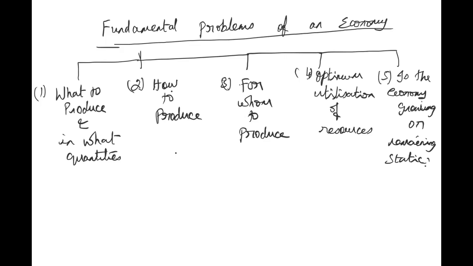So these are the fundamental problems, common to each and every economy. Now let us see one by one what these problems mean, starting with what to produce and in what quantities. What to produce means what type of commodities are to be produced in the country. There are different varieties of commodities.